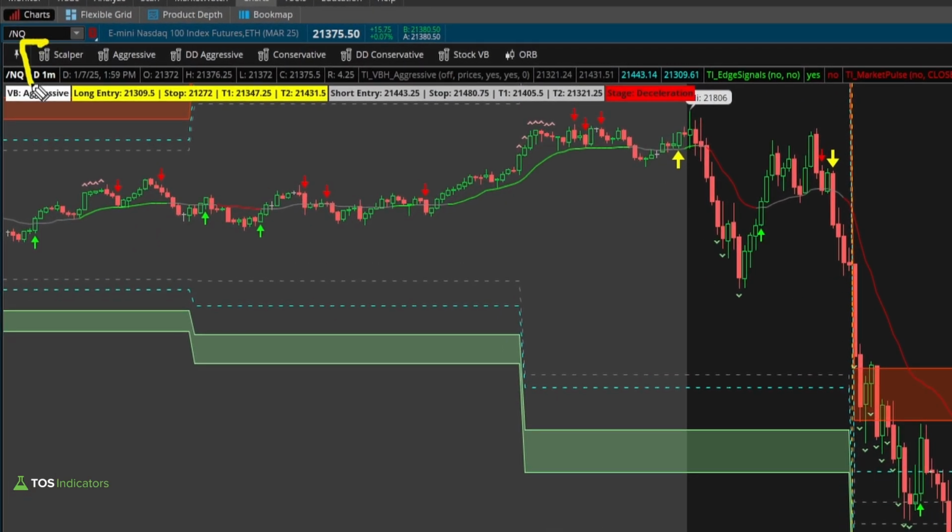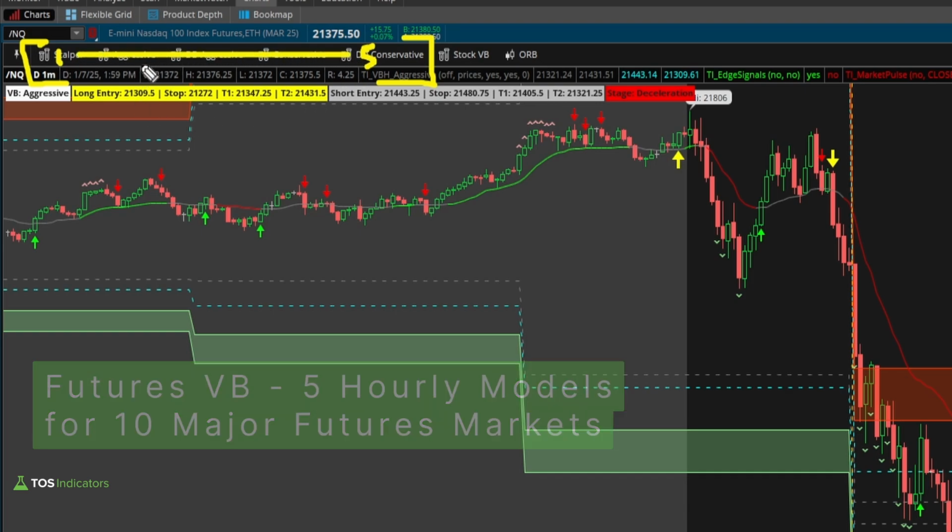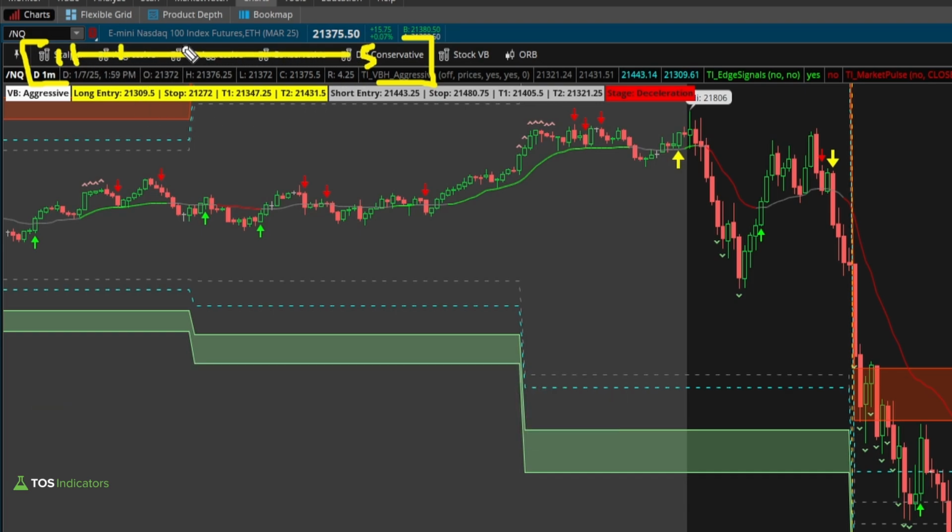This is our futures volatility box models. We have 5 different models available, the scalper all the way up to what we call our doomsday conservative. And the whole idea with 5 models is to have 5 different ways to play what is the current day's volatility and how is that volatility changing.